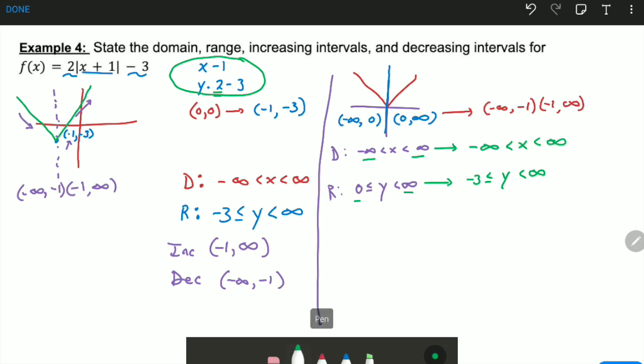For the y descriptor, that's just the words increasing, decreasing. So originally, the first interval is decreasing. The second one is increasing. This will only change if there's a reflection in the graph. Since there is no reflection for this, the decreasing one stays the first one, and the increasing one stays the second one. So increasing is negative 1 to infinity, and the decreasing one is negative infinity to negative 1.